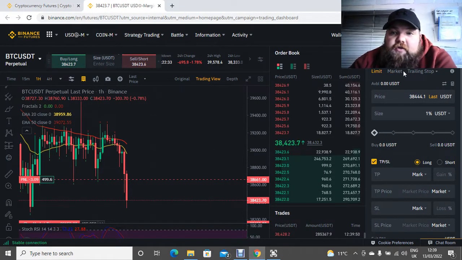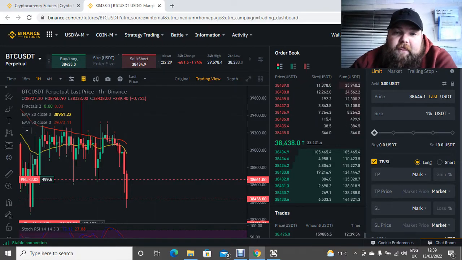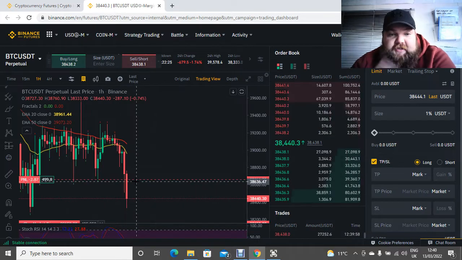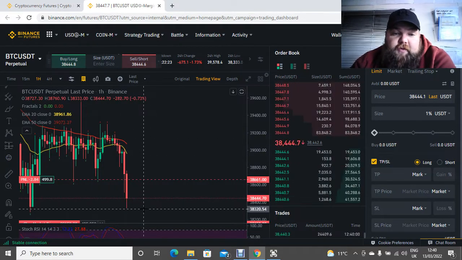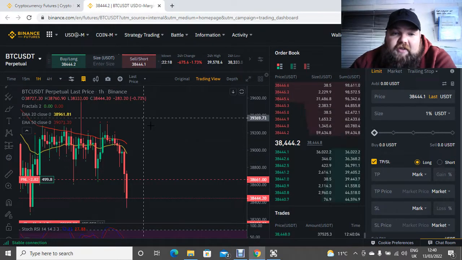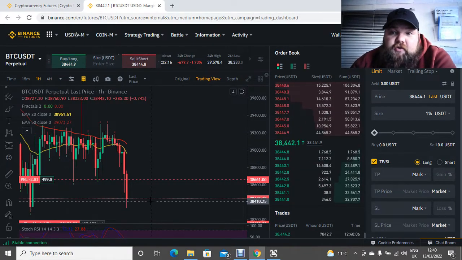If you're new to trading futures, I would keep the leverage to a 1x. That just means that if you have a 2% take profit and a 1% loss and you bet $100, you will gain $2 and potentially lose $1.